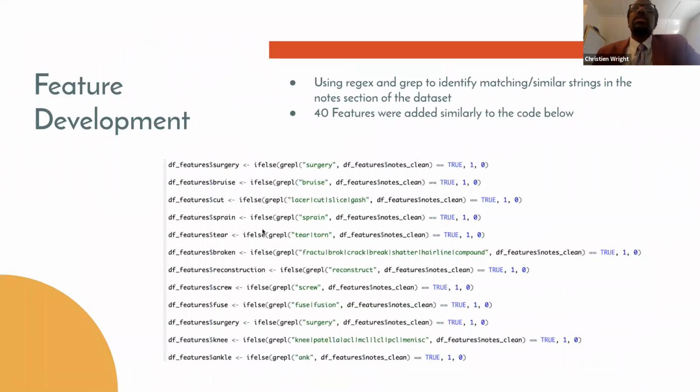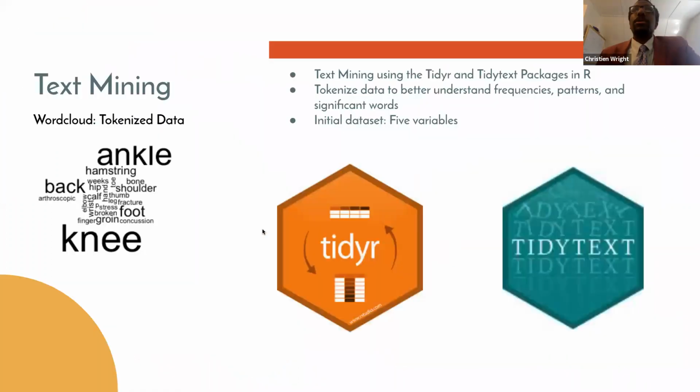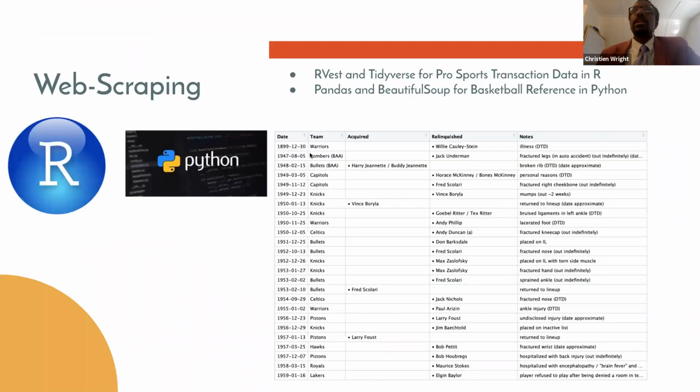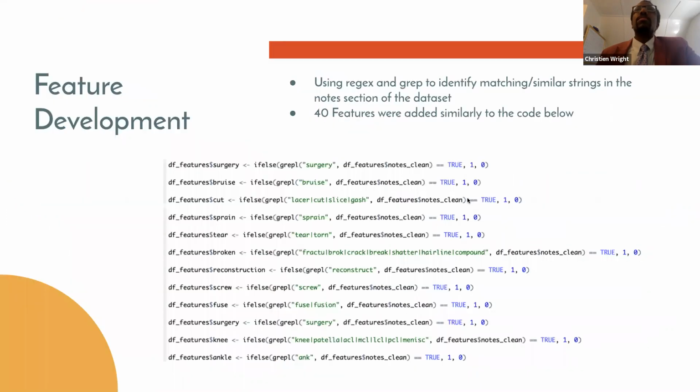So, feature development. Remember, I'm going to go back here. Now you see this data set, right? We have 5 variables. Now we're going to start developing more variables. We want to add more features to this data set. Once we get to the point where we want to start modeling and understanding how these different injuries might impact player performance, we'll have a more diverse and greater number of variables to run models.